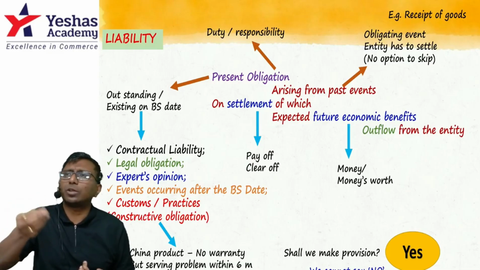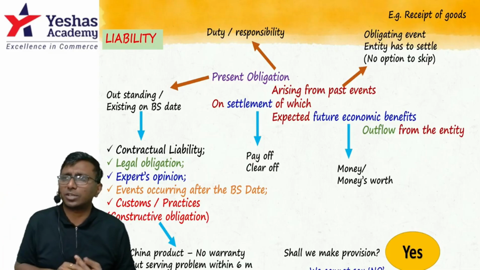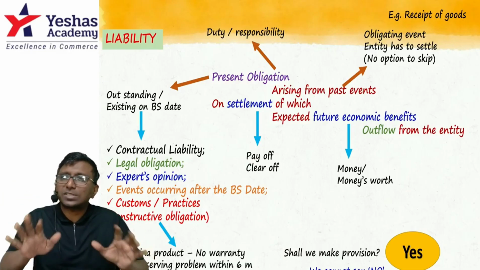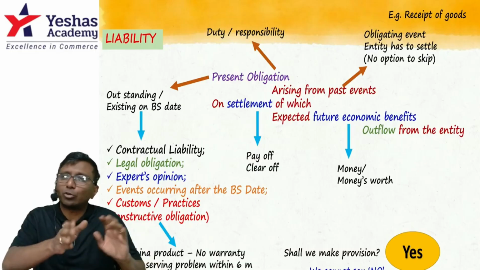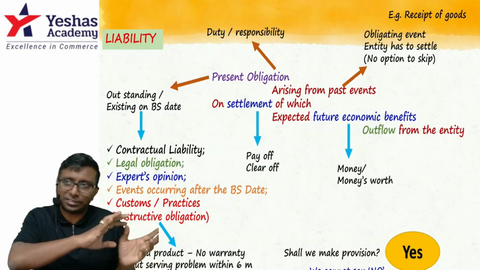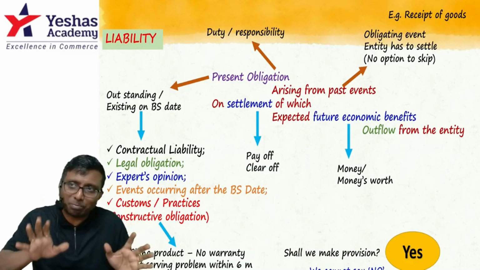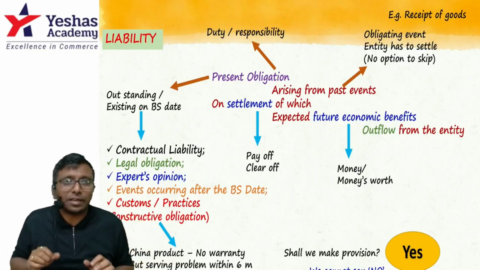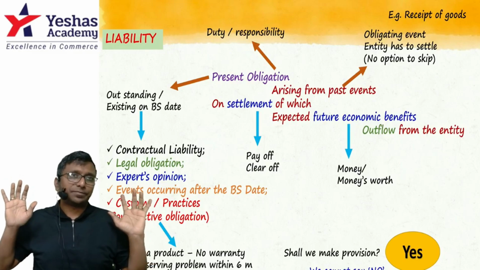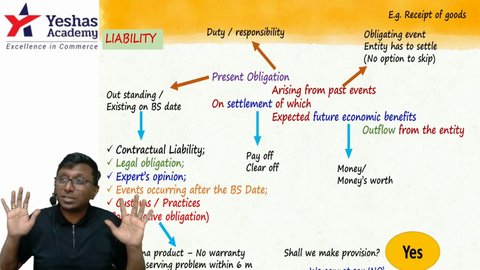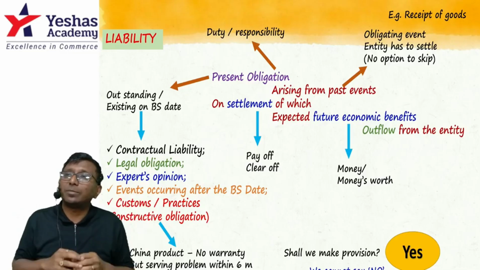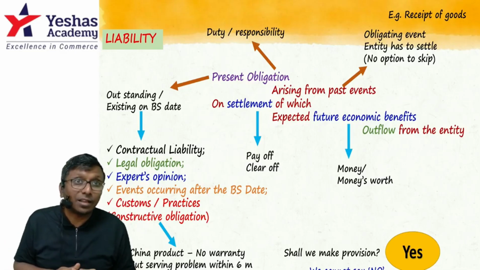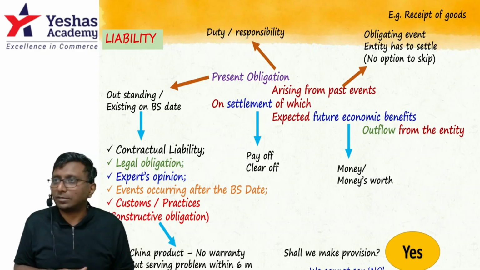Tell me, bonus to employees whose salary is above 21,000. Below 21,000, the Bonus Act will attract. You are supposed to make a provision mandatorily. You don't have a choice. Are you getting my point? Suppose my salary is 50,000. Now tell me, is it mandatory? No, it is not mandatory.